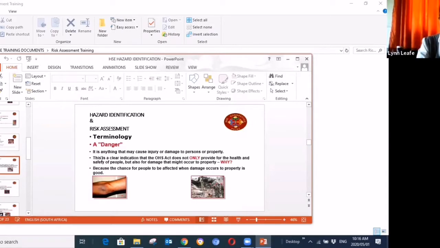Terminology. A danger: it is anything that may cause injury or damage to persons or property. This is a clear indication that the OSH Act does not only provide for the health and safety of people, but also for damage that might occur to property. Why? Because the chance for people to be affected when damage occurs to property is good.